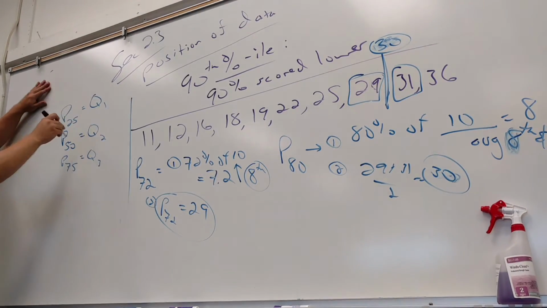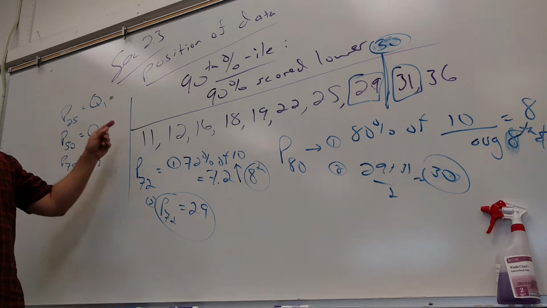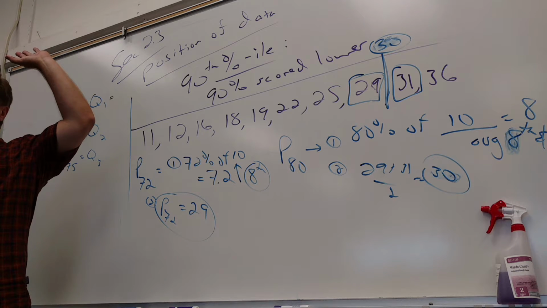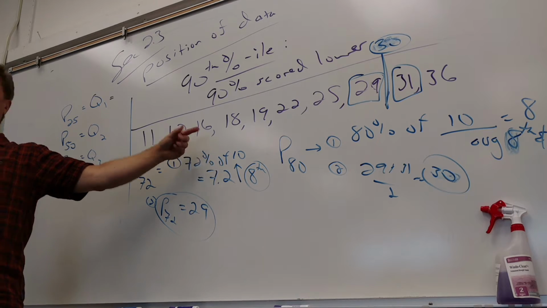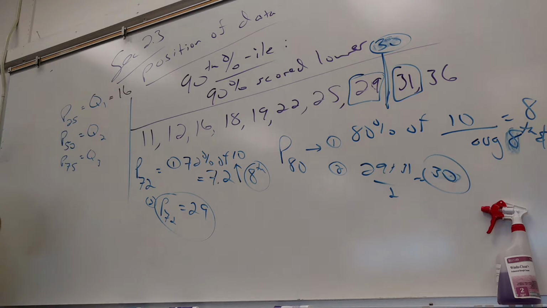So what do you guys get for P25, Q1? Yeah, because if you do a quarter of 10, you get 2.5. It's a decimal, so you round up to 3. The third one is the answer, 16. I love it. Let me stop there for a second. Is everybody cool with how you got that? No.